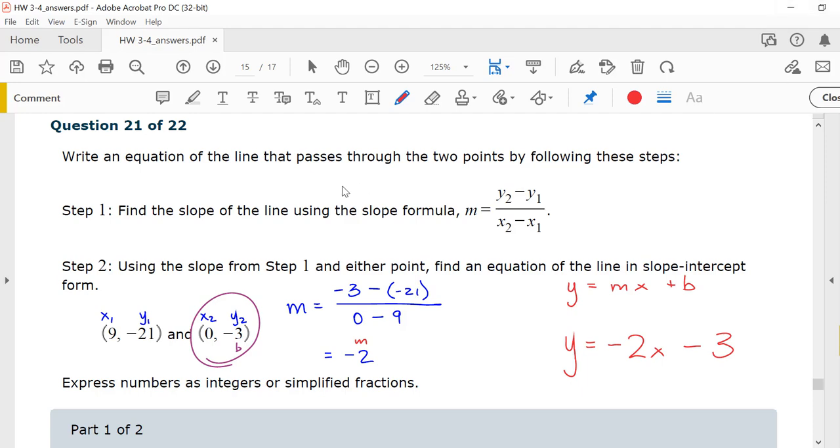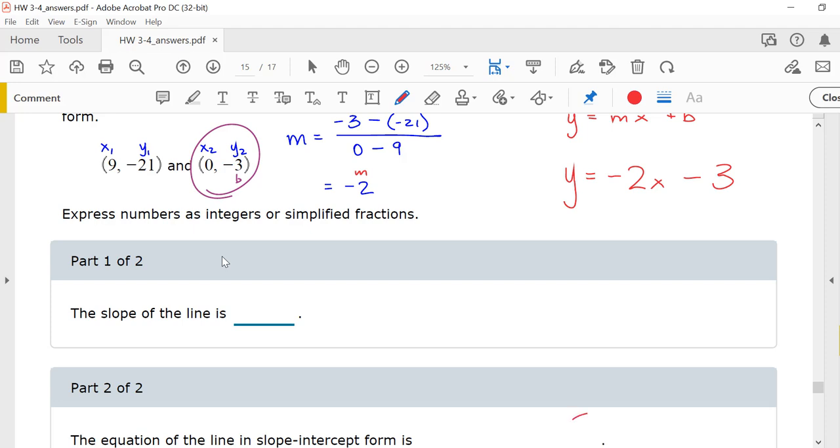Now, if you did not notice that, and you wanted to solve for b, y equals mx plus b, you had already solved for the m. Your m was negative 2. Now, pick one of these 2 points. Let's pick this one just for fun. Y is negative 21 when x is 9. So negative 21 equals negative 18 plus b. If I add 18 to both sides, negative 21 plus 18 is negative 3. So again, I learned that b was equal to negative 3.